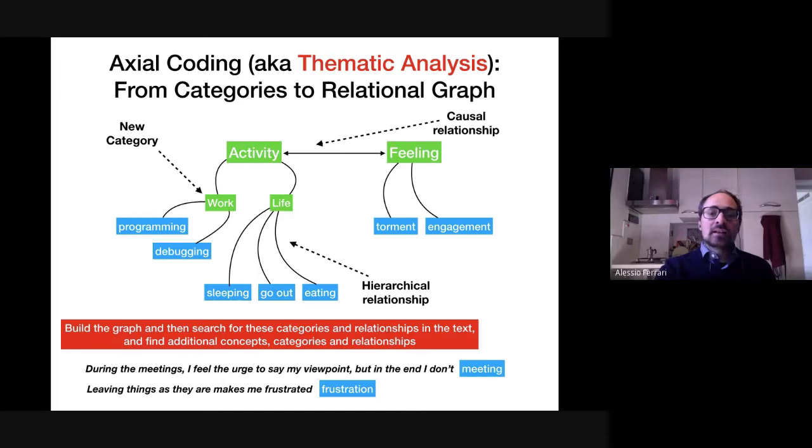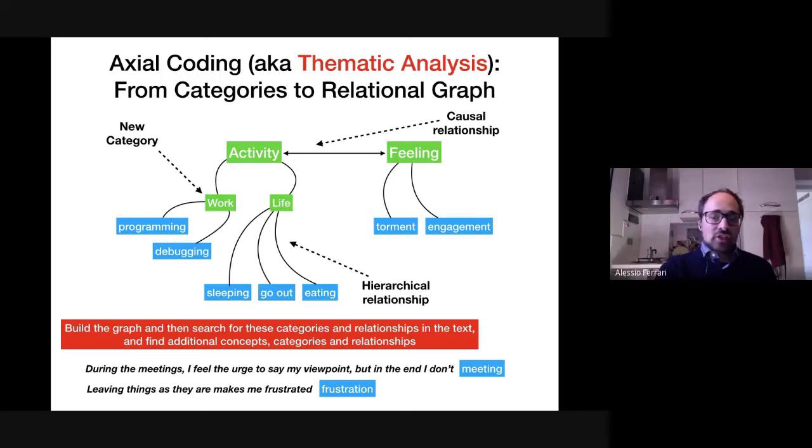Again, once we have built this graph, you have to search for these categories, relationships and patterns in the text, and you may find additional concepts, categories, and relationships. So this construction is incremental. Remember the constant comparison between the theory and the data.